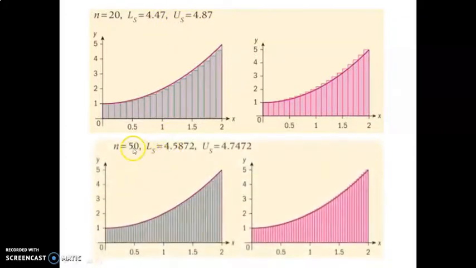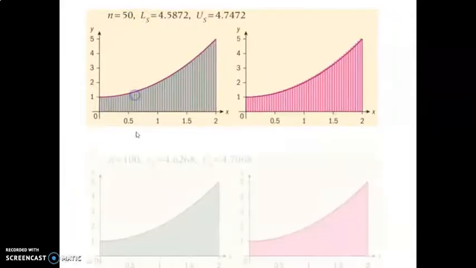Okay, let's take it further. N equals 50. Now there's 50 rectangles below, and 50 that stick up above. Barely below, barely above. So now we must be getting really close to the real area. Notice the lower sum, the upper sum. They're getting close together, the real area is somewhere in between. Next, we're going to keep going.